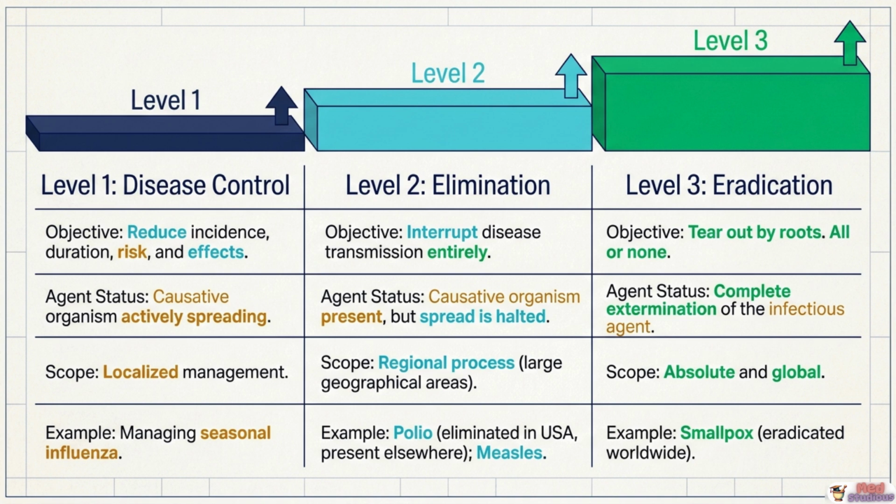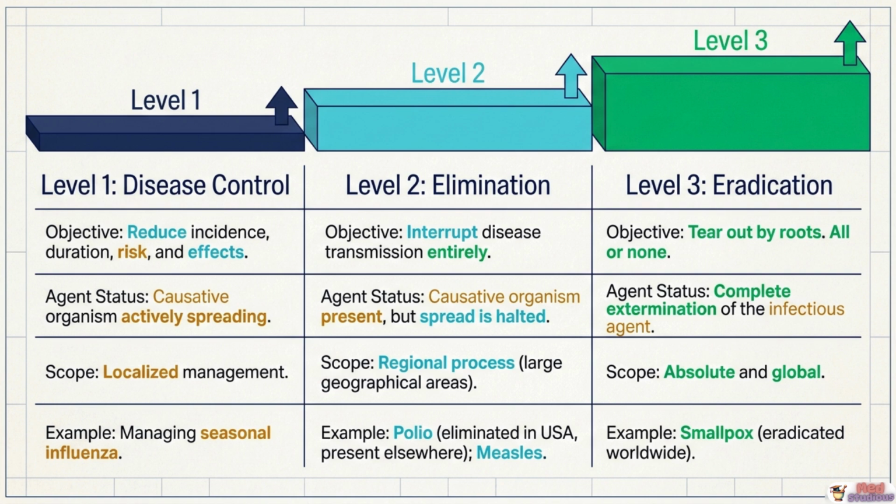Level 2 is elimination. The objective escalates to completely interrupting disease transmission within a defined geographic region. The causative organism may still exist somewhere on Earth, but its transmission chain within the target region has been broken. The poliomyelitis situation illustrates this perfectly. Poliovirus transmission has been eliminated from the United States, the Americas, and most of the world, yet residual wild poliovirus transmission persists in a small number of countries, meaning global elimination has not yet been achieved.